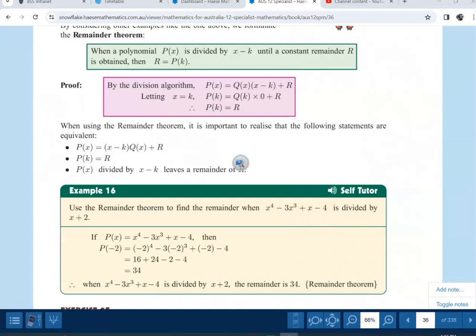Okay, so a lot of hoo-ha there, but basically you already get this: when you are substituting, if I'm dividing by x take k, when you substitute that in, you get a remainder.